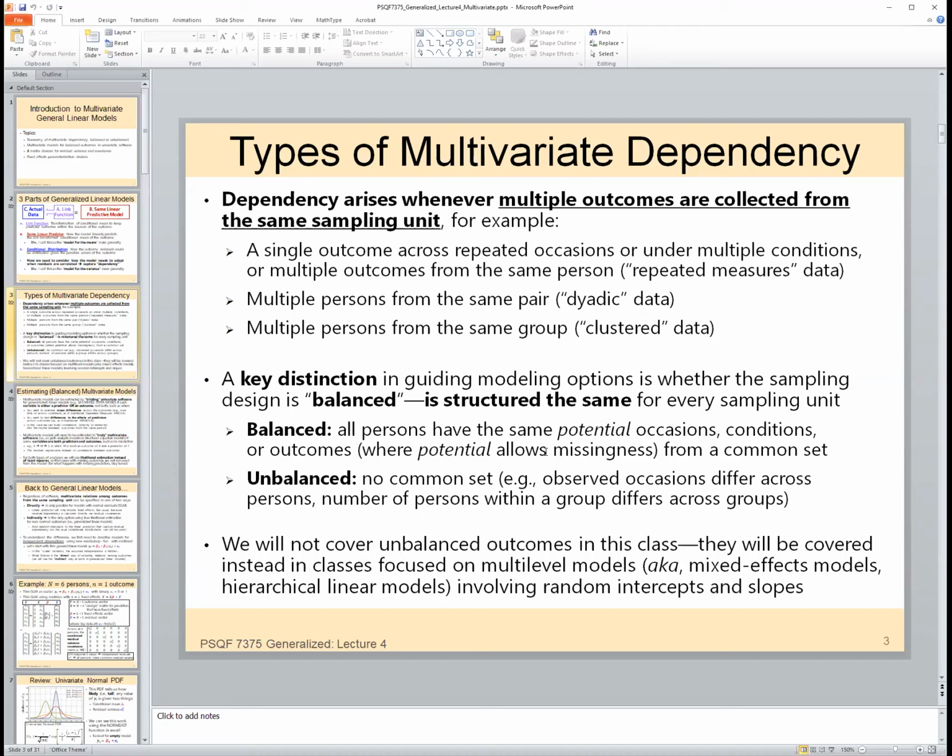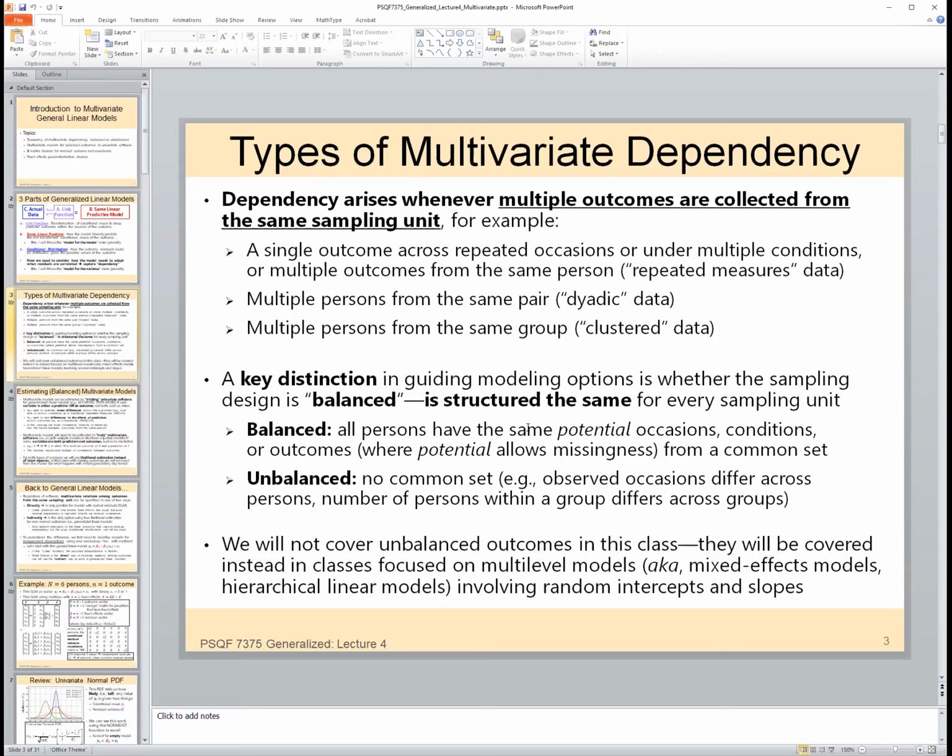Over time, longitudinal data are a classic case. This also happens when you have levels of sampling that are groups, such as families or dyads. So dyadic data, for instance, when you have a person and a partner of some type of relationship and you collect outcomes and predictors from both of them, multiple people from the same group and that kind of thing. Balanced versus unbalanced is an important distinction in trying to figure out how to model such data.